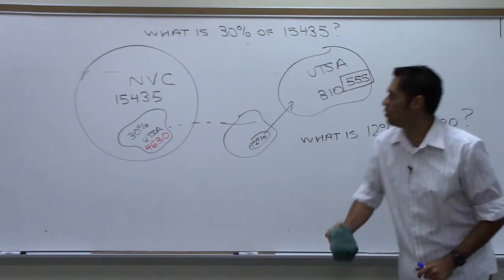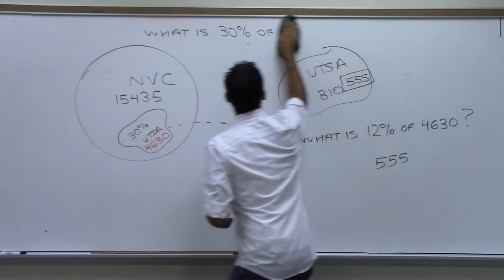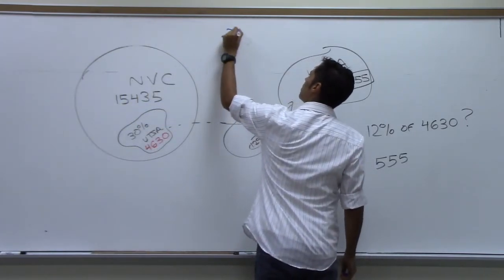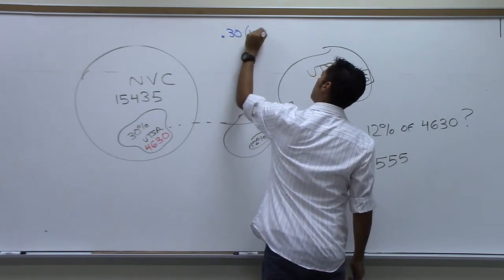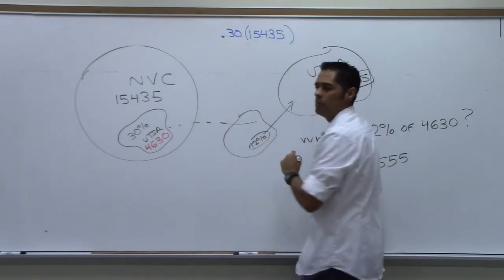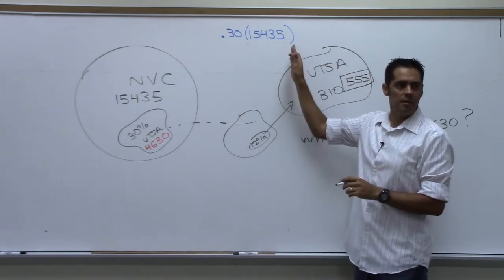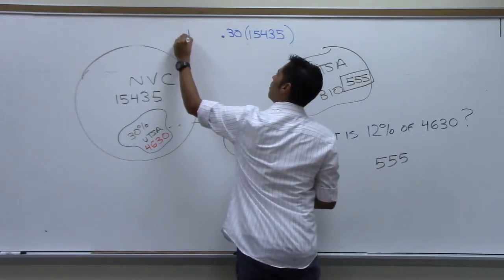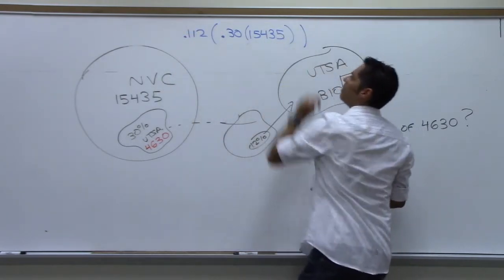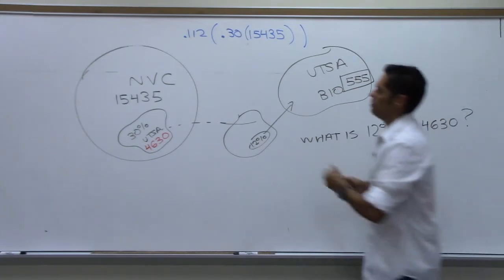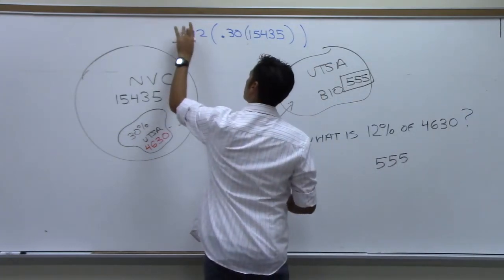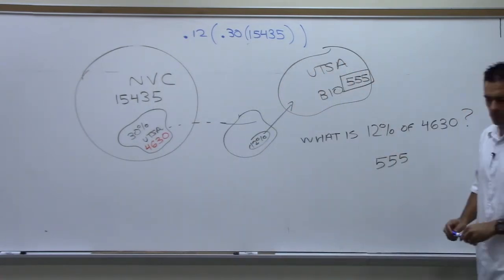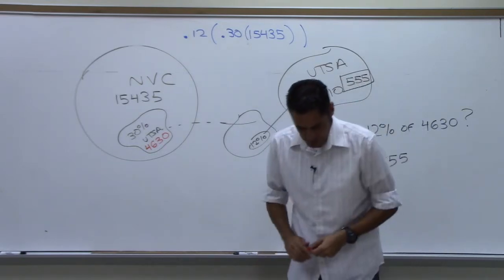Now, for those of you who want to push the envelope a little bit, you could have done it this way. You're going to take 30% of 15,435, right? That's 30% of the total population. And then you're going to take 12% of that, right? So you can just do 0.12 times that. Oh, 0.12. 12%, 0.12. That's how you can do it all at one time. All right, let's look at the next problem.